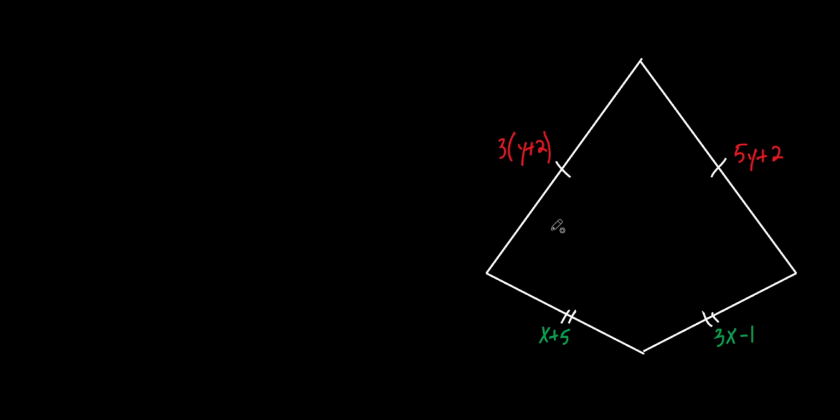So the question says, find the measures. Let me write it down. You write it down as well. If you're not writing it down, you're not doing what you're supposed to be doing. So find the measures of each side of the kite.